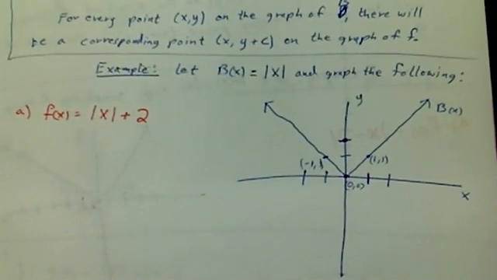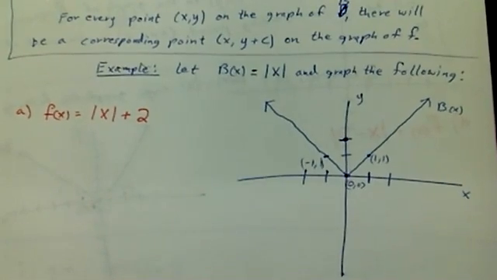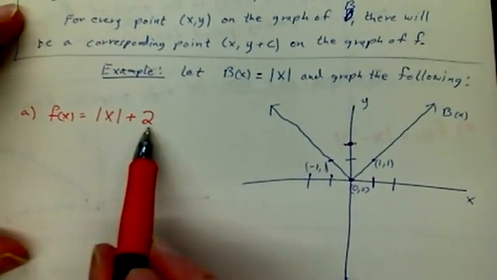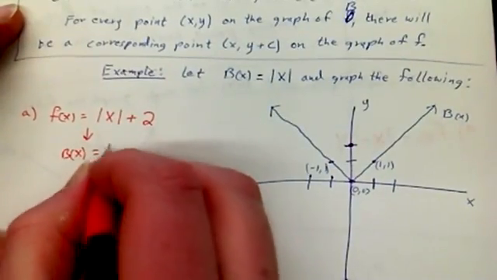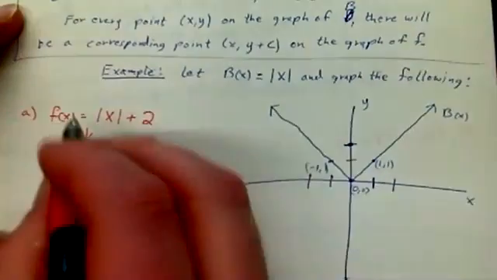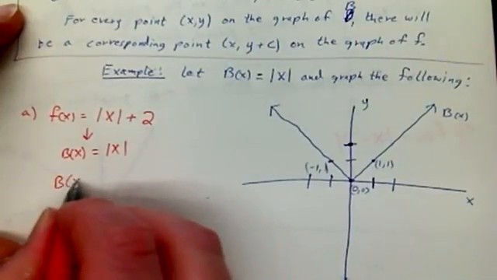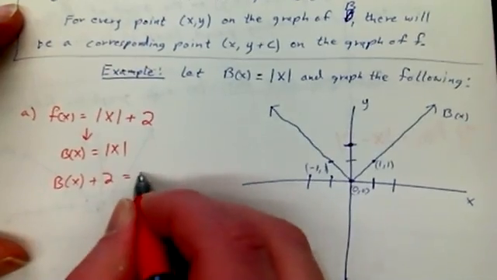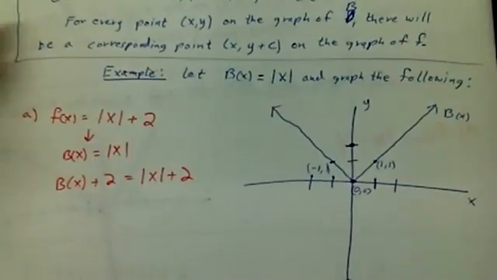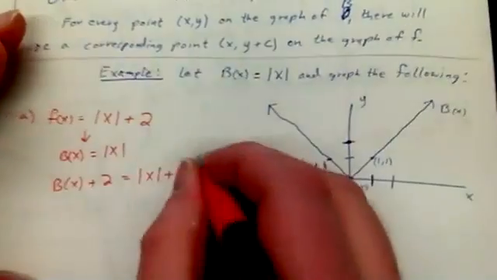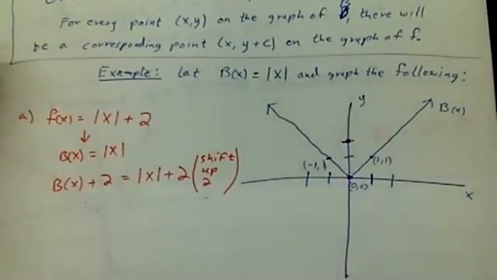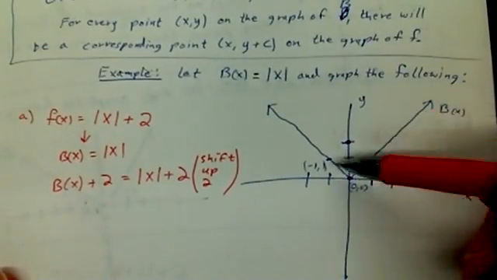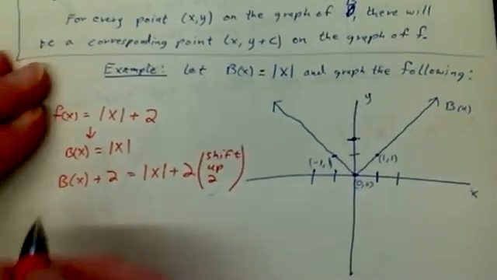So for example, let the base function be the absolute value of x. I'll track these 3 points and graph the following: f of x equals absolute value of x plus 2. Well, I know that b of x is absolute value x, which I have graphed here. So to get to here, I know that b of x plus 2 is equal to absolute value of x plus 2, which is what I want. And I know that's a shift up 2. So I'm expecting all the y values to go up by 2. Let's see if that happens.